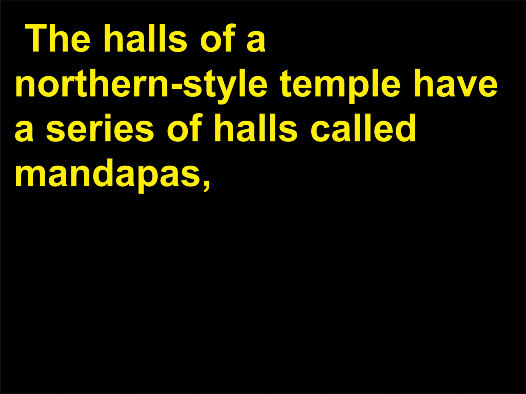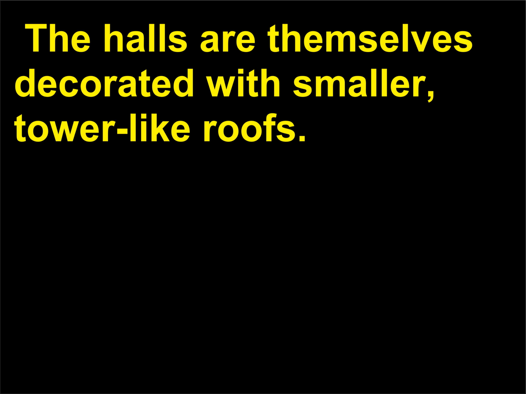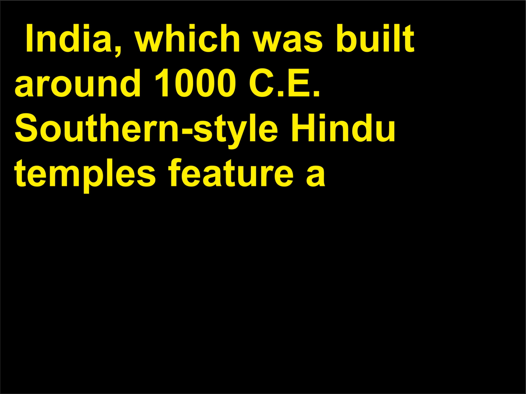The halls of a northern-style temple have a series of halls called mandapas, which lead to the garbhagriha, an inner sanctuary used to house a sacred image. The halls are themselves decorated with smaller, tower-like roofs. An example of a northern-style Hindu temple is the Kandariya Mahadeva temple in Khajuraho, India, which was built around 1000 CE.